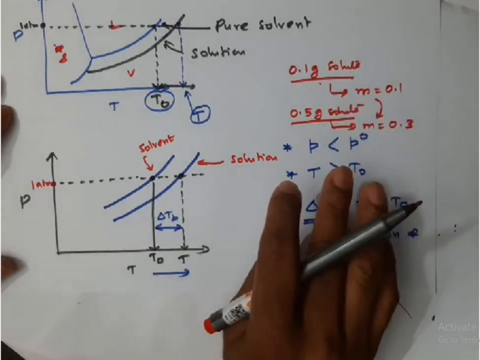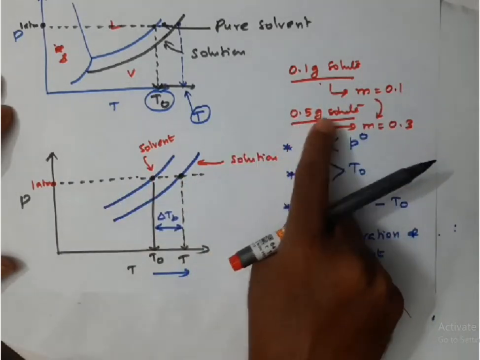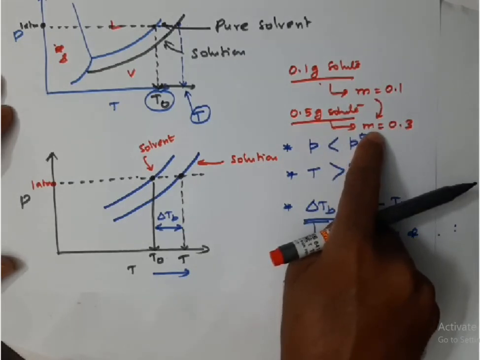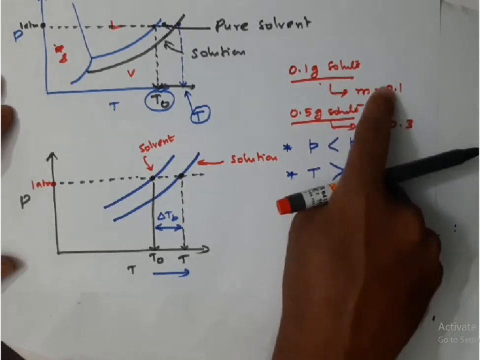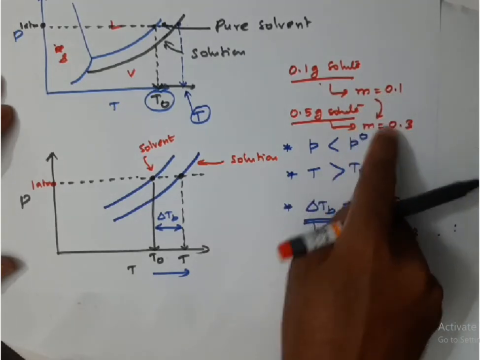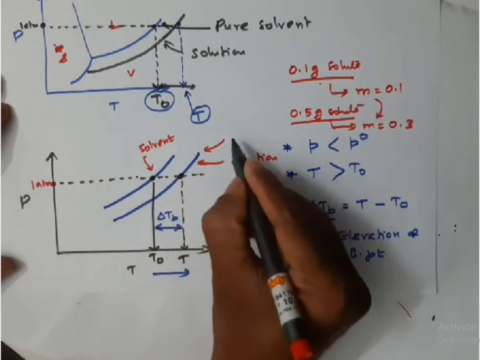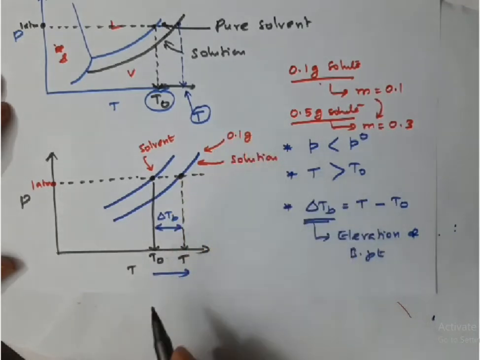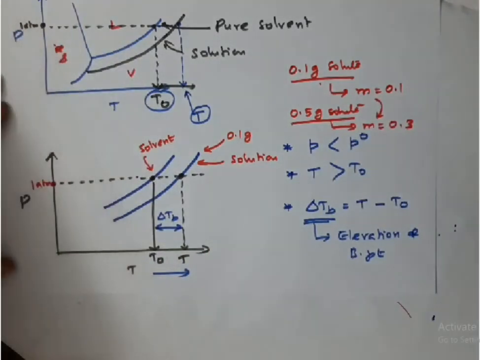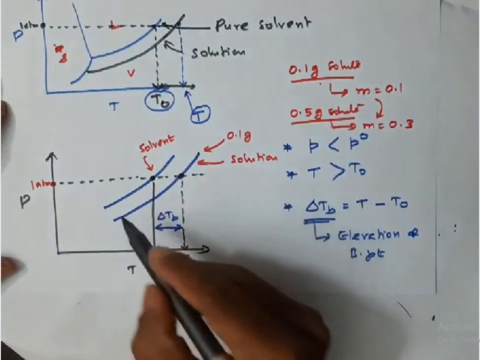Now what am I going to do? I'll take pure water again and I'll add 0.5 gram of the same solute, so that, let us consider, the molality of the solution is 0.3. So what did we do here? We have increased the molality. Listen, if this is the solution curve for 0.1 gram of solute, if you add 0.5 gram, what will happen to the vapor pressure curve? If you add more and more solute, the vapor pressure will decrease.